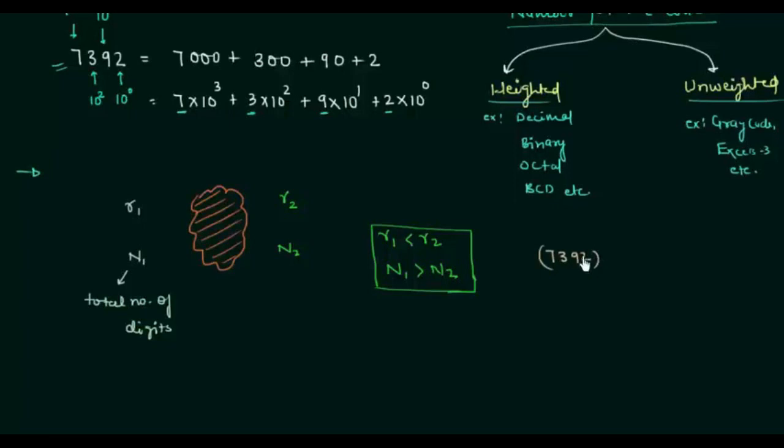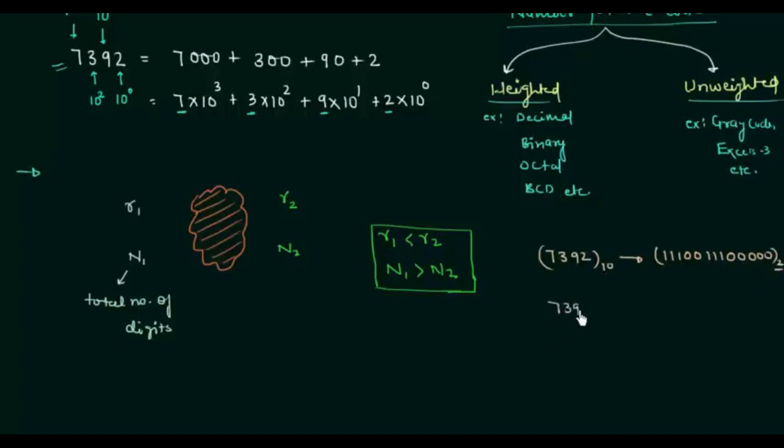For example, 7392 is a decimal number used to represent the quantity. In binary, the quantity is represented by 1110011 and so on. So you can clearly see the number of bits is way more as compared to decimal, because the base of the binary number system is smaller than the base of the decimal number system.